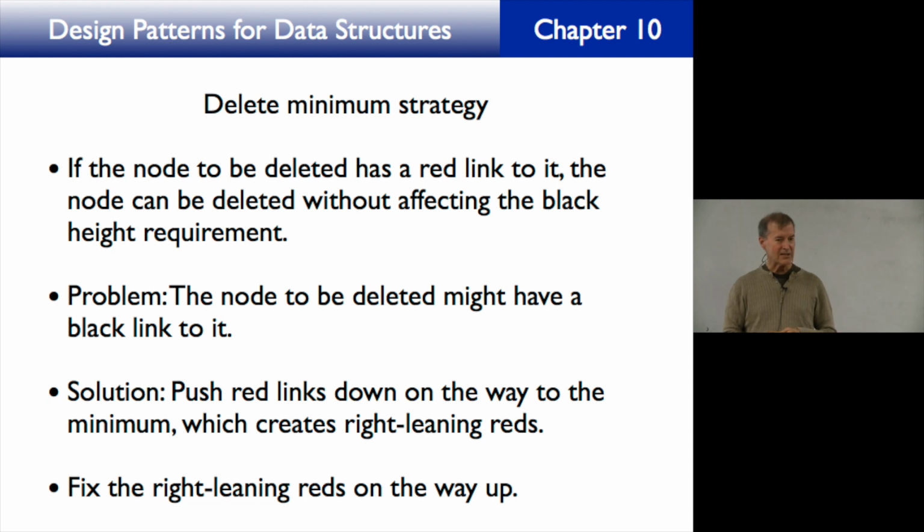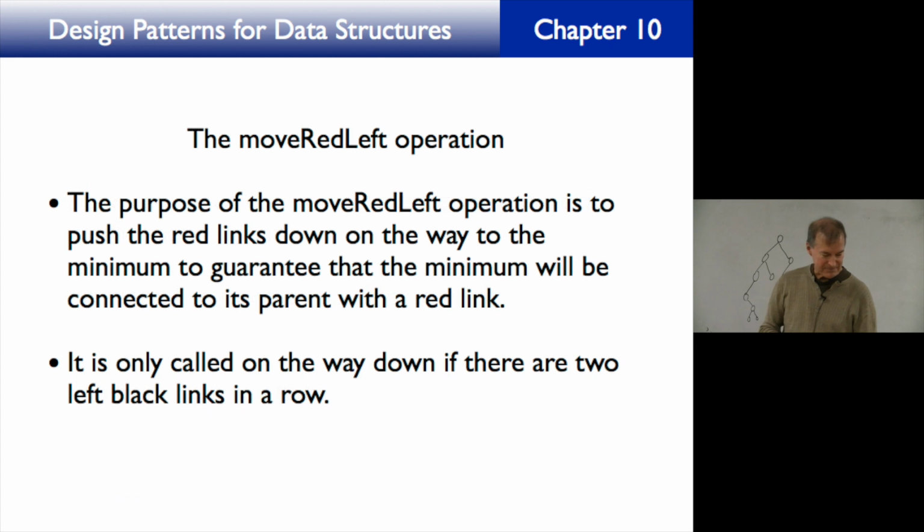Now, does everybody see the idea? You've got to get that idea to understand how the code works. So what we do is we push red links down on the way to the minimum, which might create some right-leaning reds. But our fix-up, you remember how the fix-up worked from insertion? It's the same fix-up. We can fix those up on the way up. Are you with me? Once we understand the code for doing this, then everything else will make sense.